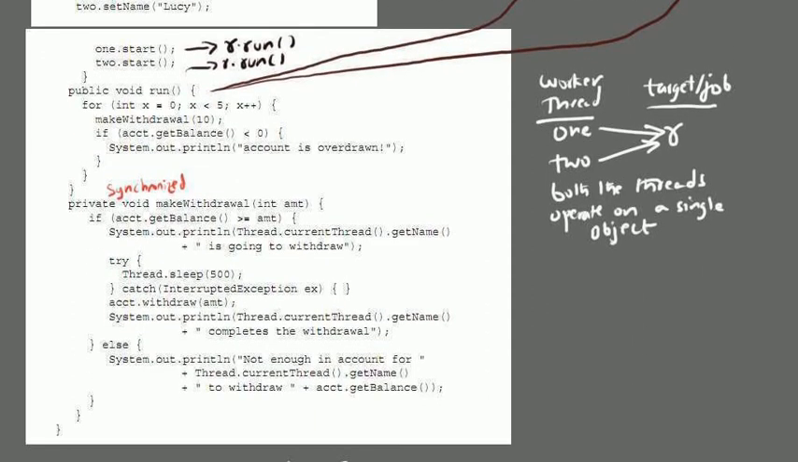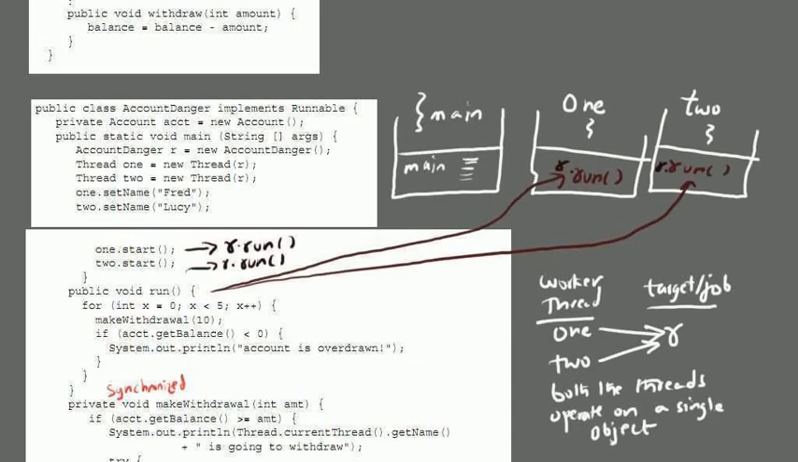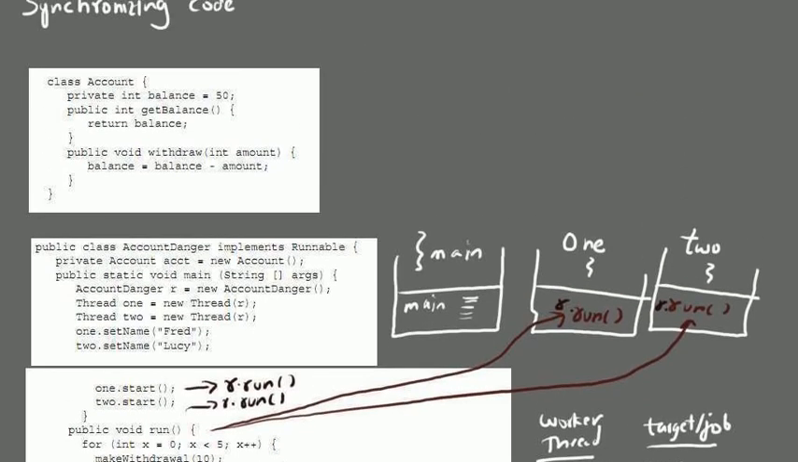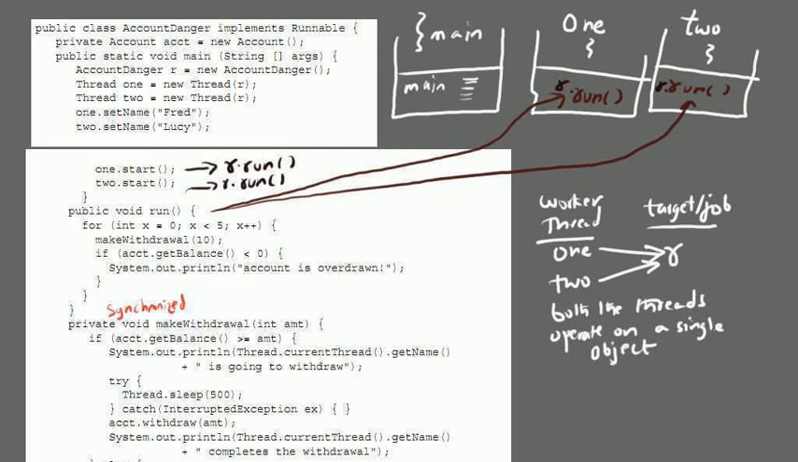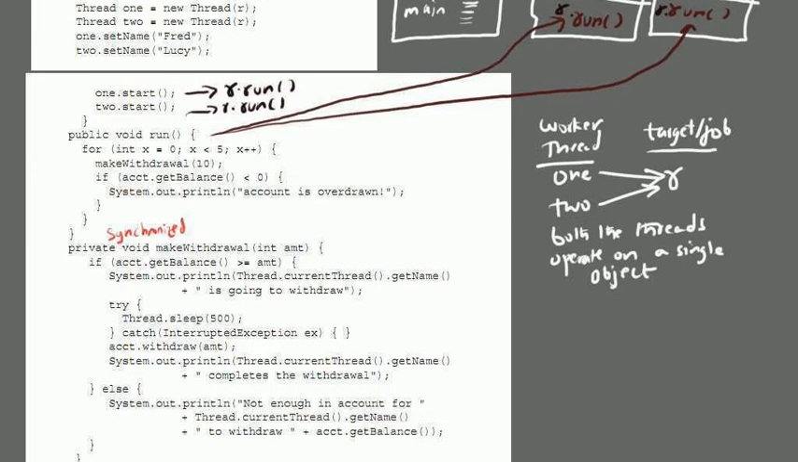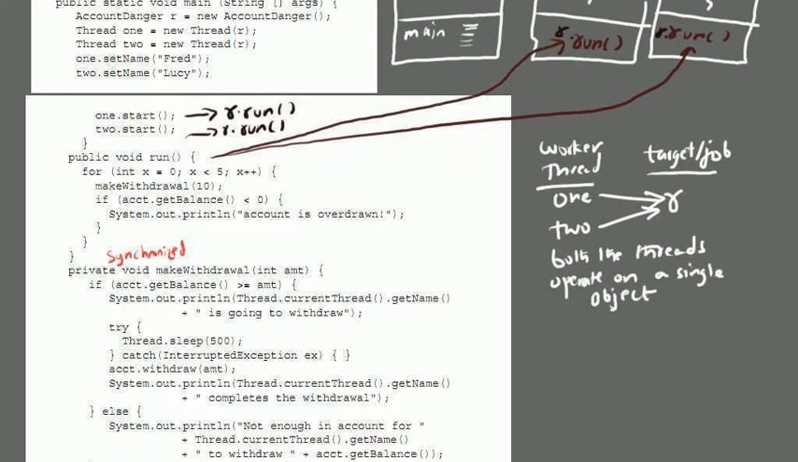Now say for example, 1 gets in and 2 gets in, and then you make a withdrawal. Say you only had $10 as your bank balance. 1 comes in and executes this method, and it checks whether the balance, which is $10, is greater than or equal to the amount 1 has to withdraw, which is 10. That is true, so it goes in and sleeps for a while.